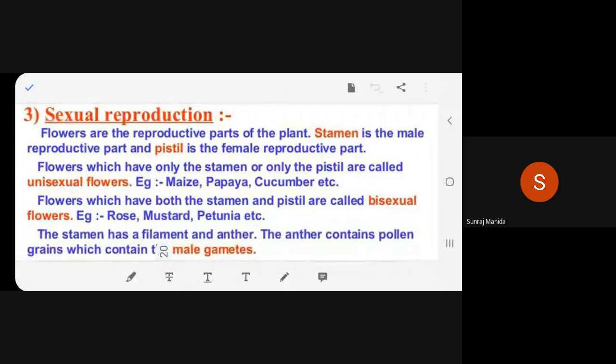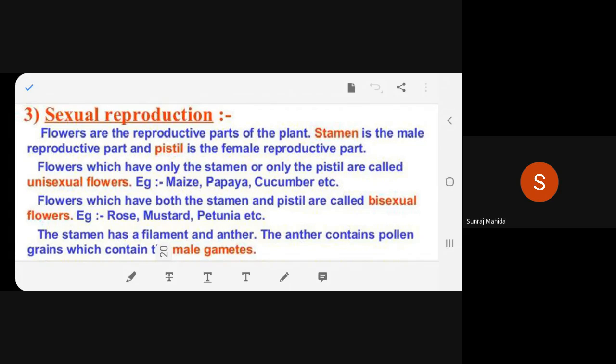Fine. So what is the reproductive part of the plant? Flowers, right? What is the reproductive part of the plant, beta? Flowers. Remember, what does a flower have? Stamen, which is male. The other one is pistil, which is female.